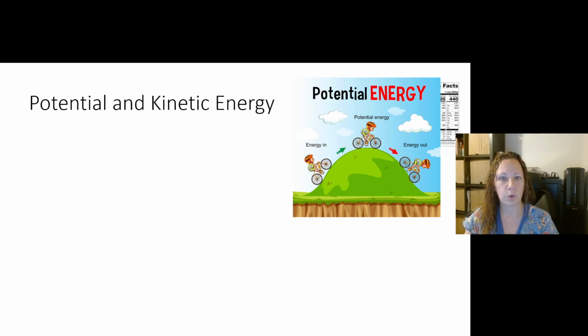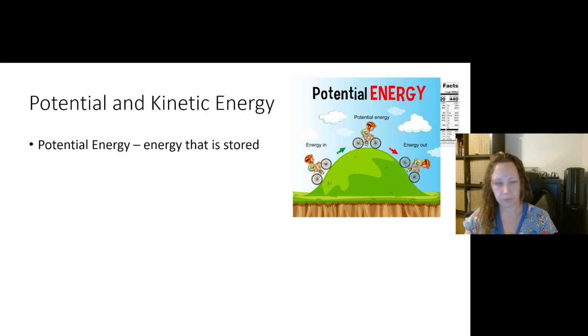Two main forms of energy are potential and kinetic energy. All energy can be classified into potential or kinetic. Potential energy is energy that is stored. It can also sometimes be called the energy of position. So in this example here with the guy on the bike, he has high potential energy because of his position on the hill.